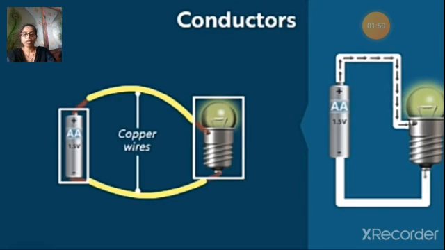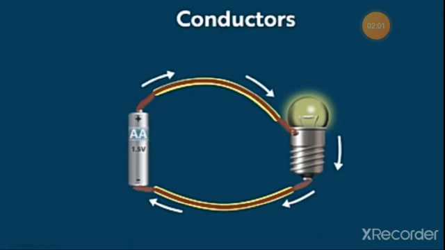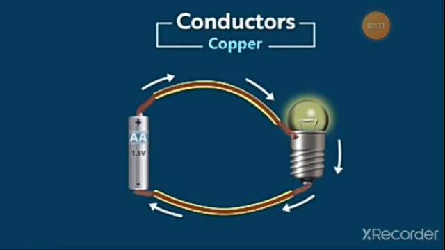But how exactly is the current flowing in the circuit, or through which material is the current flowing? It is the copper wire. Electric current is flowing through the copper wire from the positive to the negative terminal. So, what can we conclude from this? We can say that copper is a conductor of electricity, since it allows electricity to pass through it.